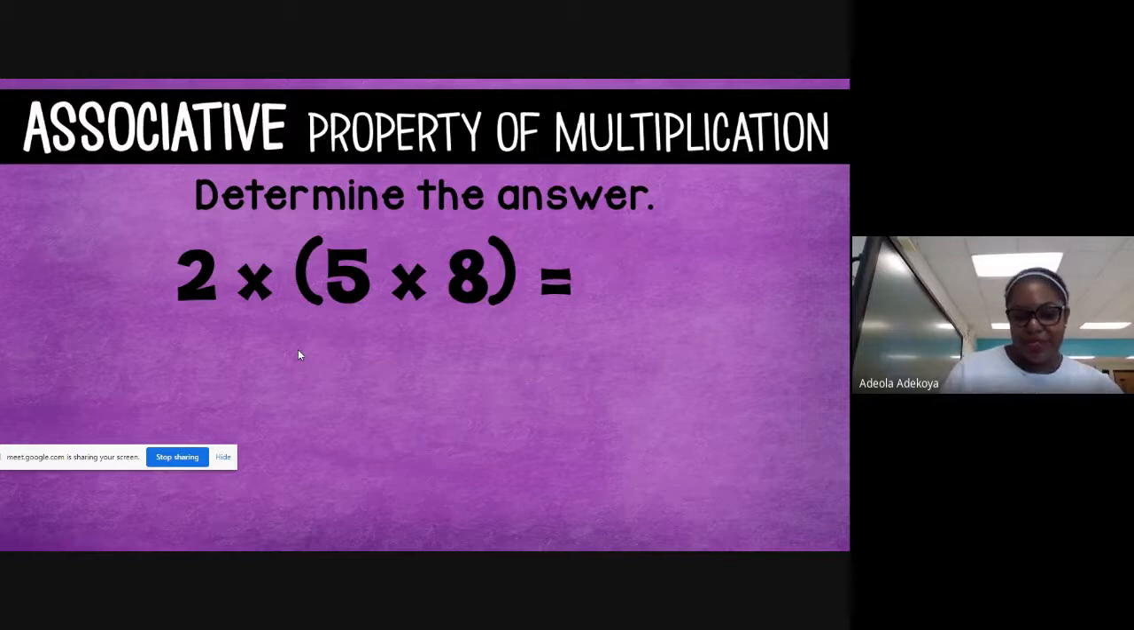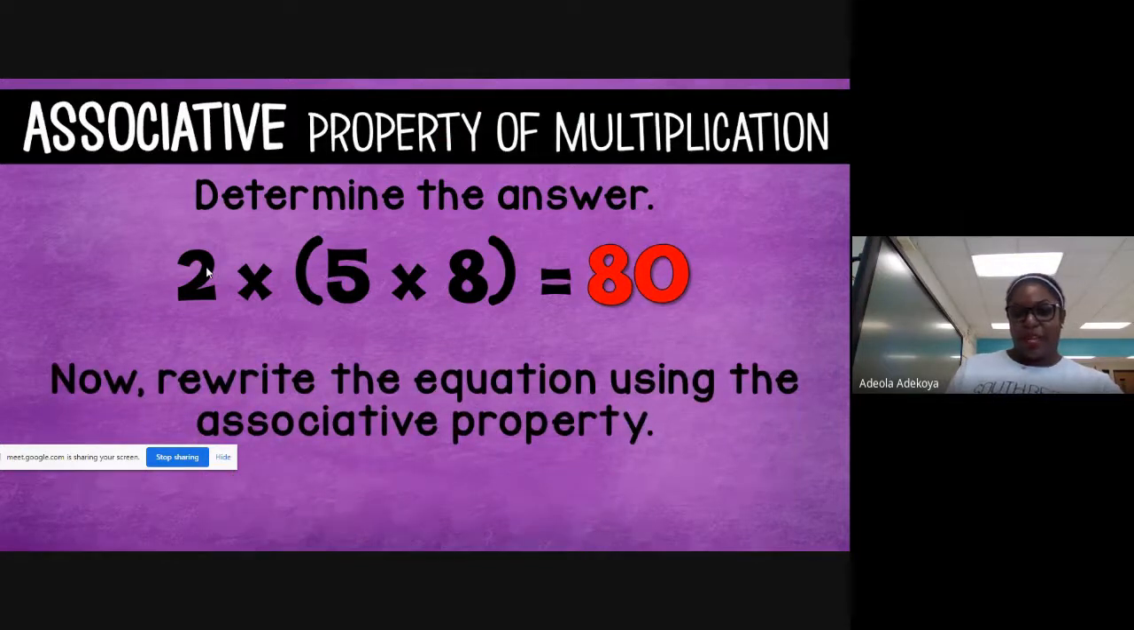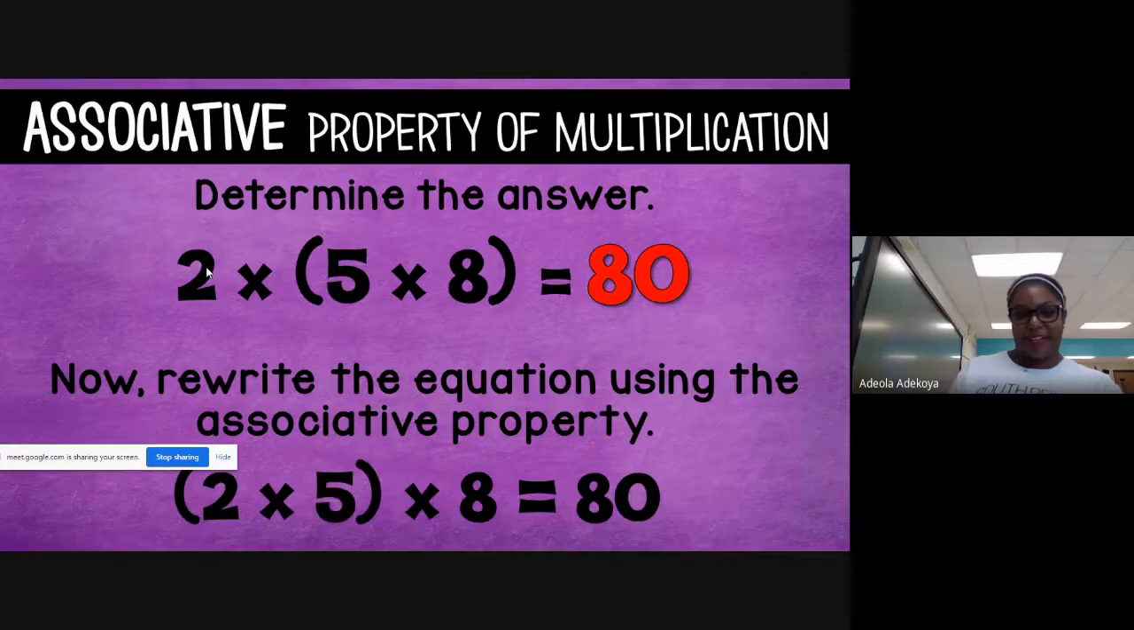Now, determine the answer of this with the factors. 5 times 8 is 40, times 2, 80. Now we're going to rewrite this equation using the associative property. So rewrite it. Now 5 is being grouped with, or is associating with 2. 2 times 5 is 10, times 8, 80.